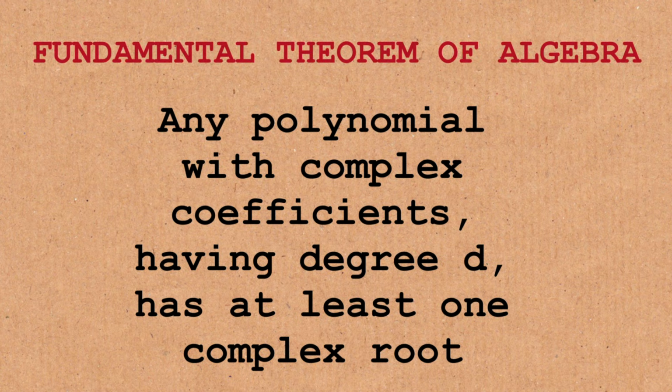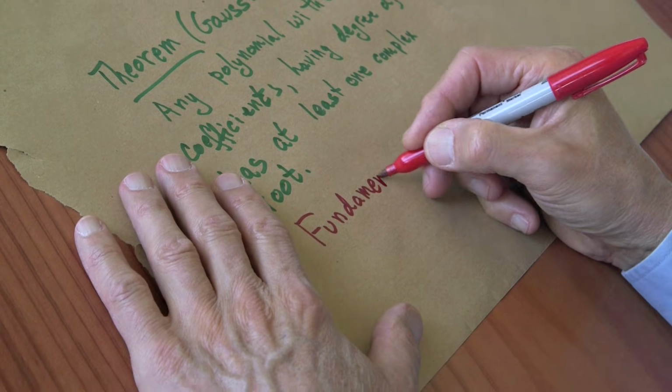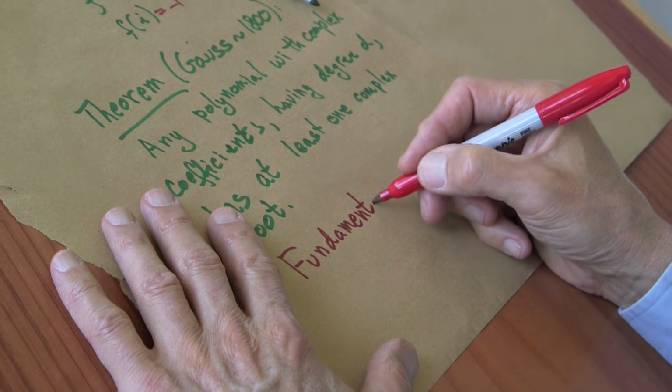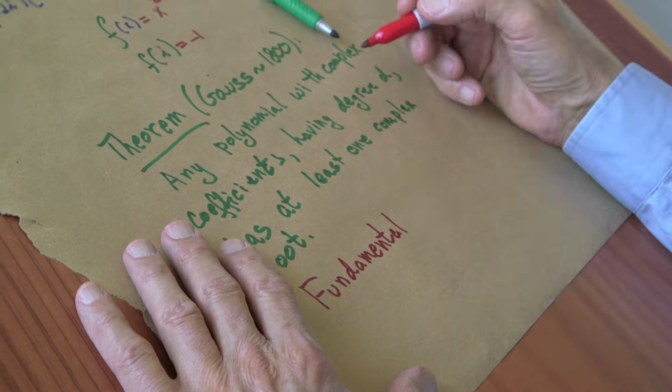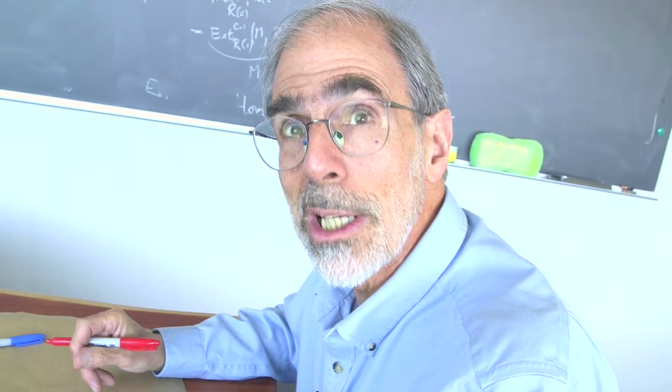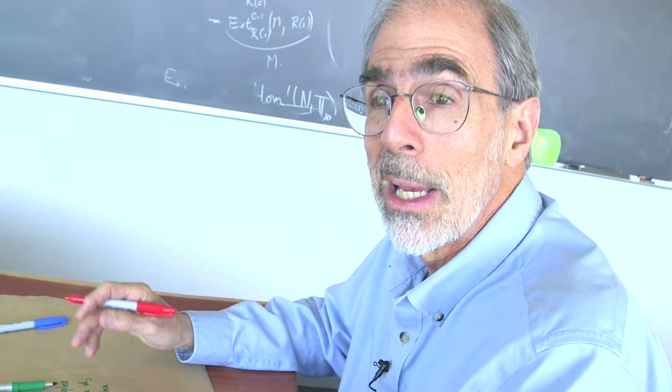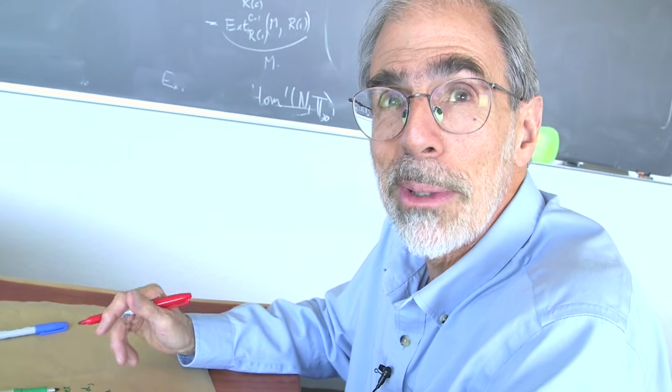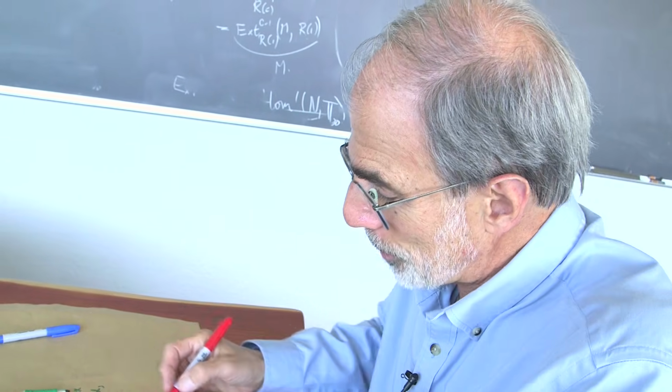And this is the fundamental theorem of algebra because it's the basic connection between algebra and geometry. Roots are points somewhere, so they're geometric objects. And polynomials are algebraic objects. So this is the connection. It makes all of algebraic geometry work. It makes me happy because I'm an algebraic geometer. It gives me something interesting to do.